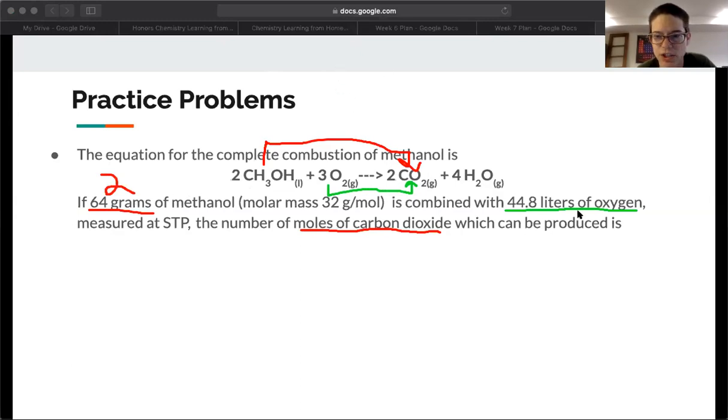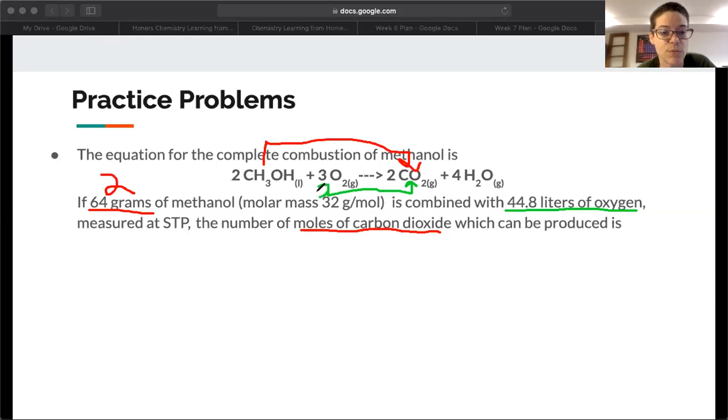If I look at the oxygen, how many moles of oxygen do I have if it's 44.8 liters? 2. Also 2. Because remember, the magic number with STP is 22.4. That should be on the formula sheet. If not, we'll put it on. So 22.4 liters of gas is 1 mole, so I have 2 moles of this.